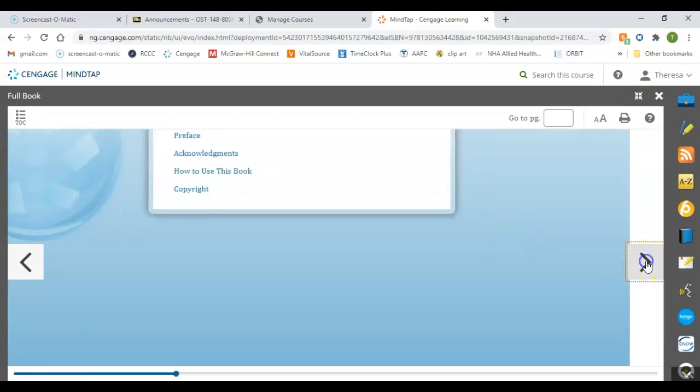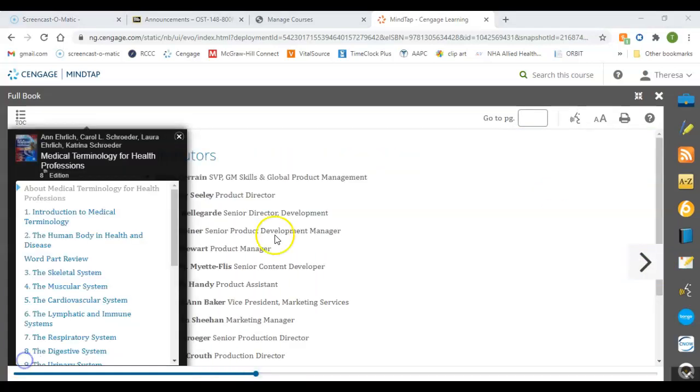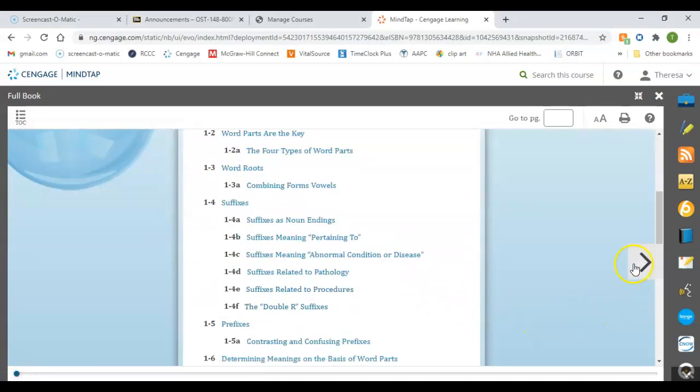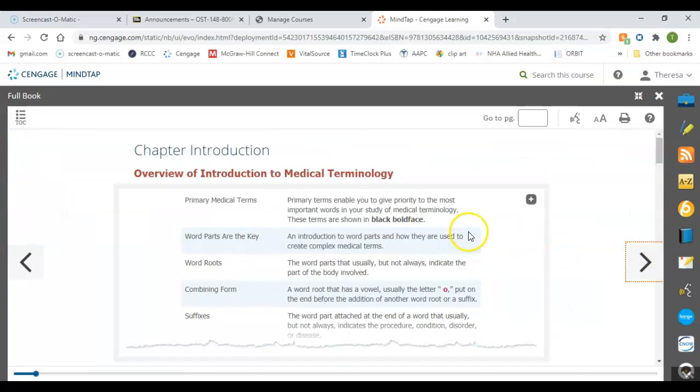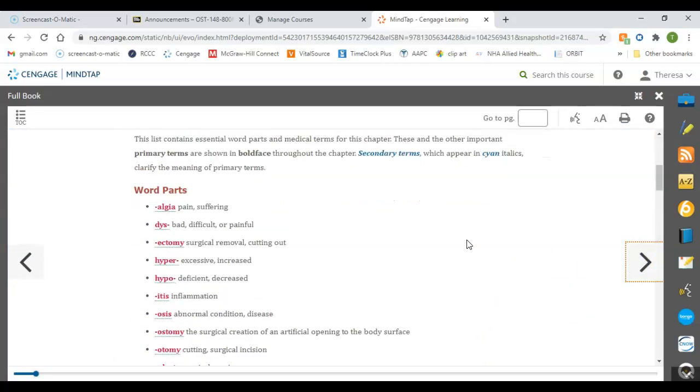So let's take a look at this first chapter and go from there. I forgot to tell you, you can access the chapters by clicking on the index over here. So we're going to look at Chapter 1, Introduction to Medical Terminology. And this will pull up everything you want to look at in your book. So first of all, it's going to give you some general information.